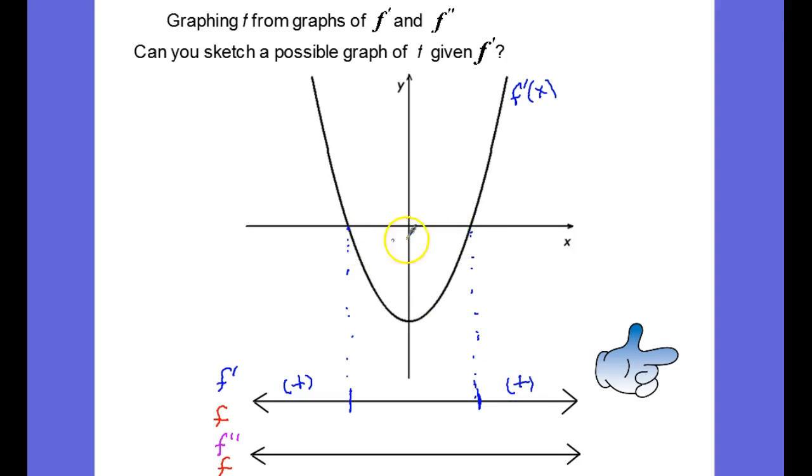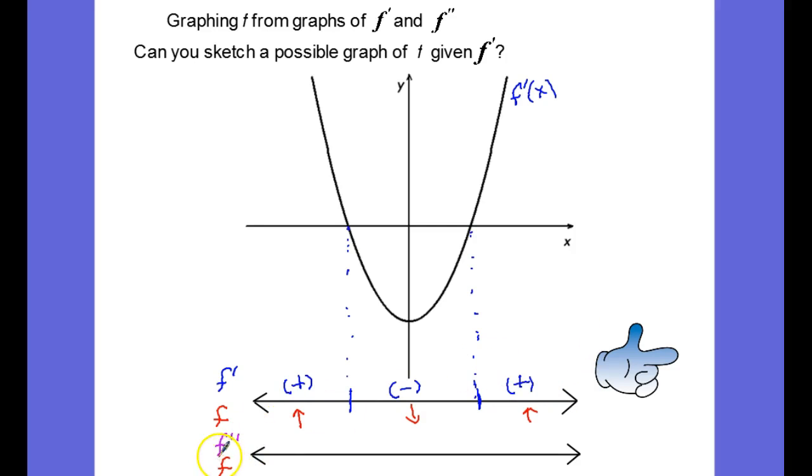Now between these two critical values, f prime of x is below the x-axis, and that means that f prime has negative values. Now as far as my function goes, that means that the original function is increasing, decreasing, and increasing. So we're already getting some clues.